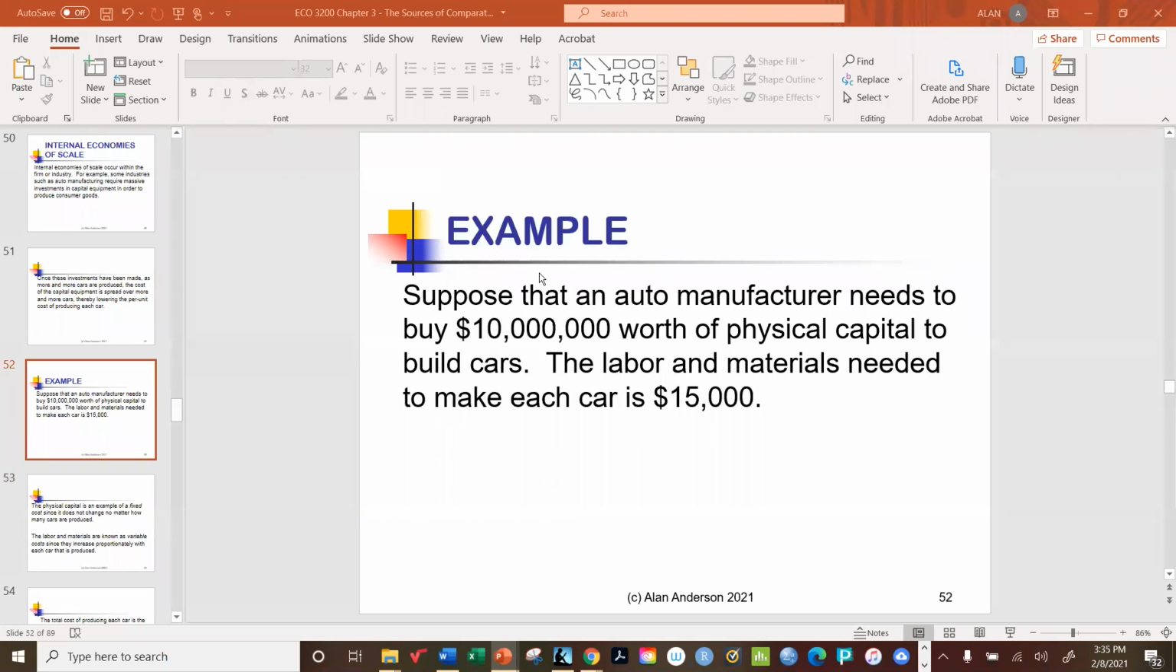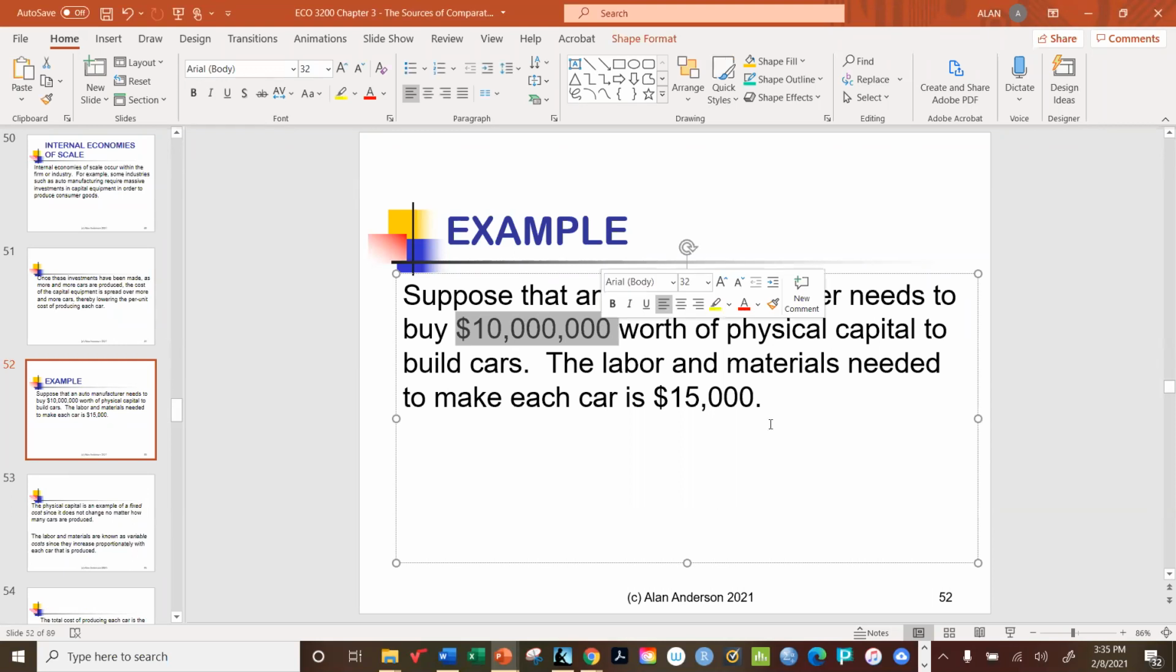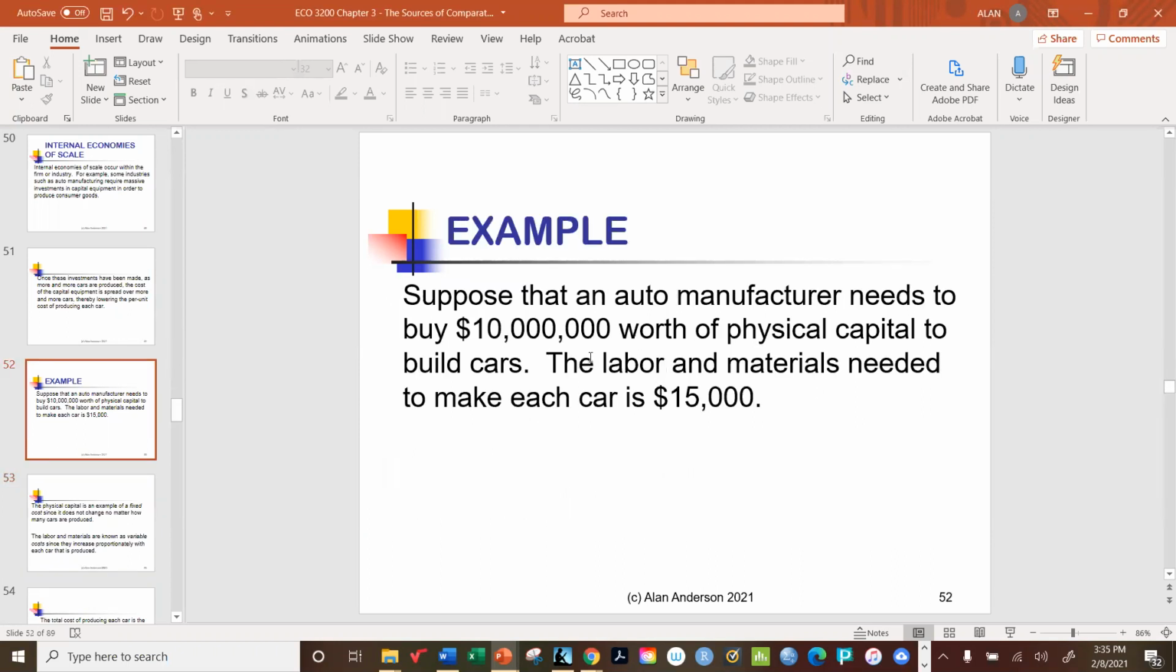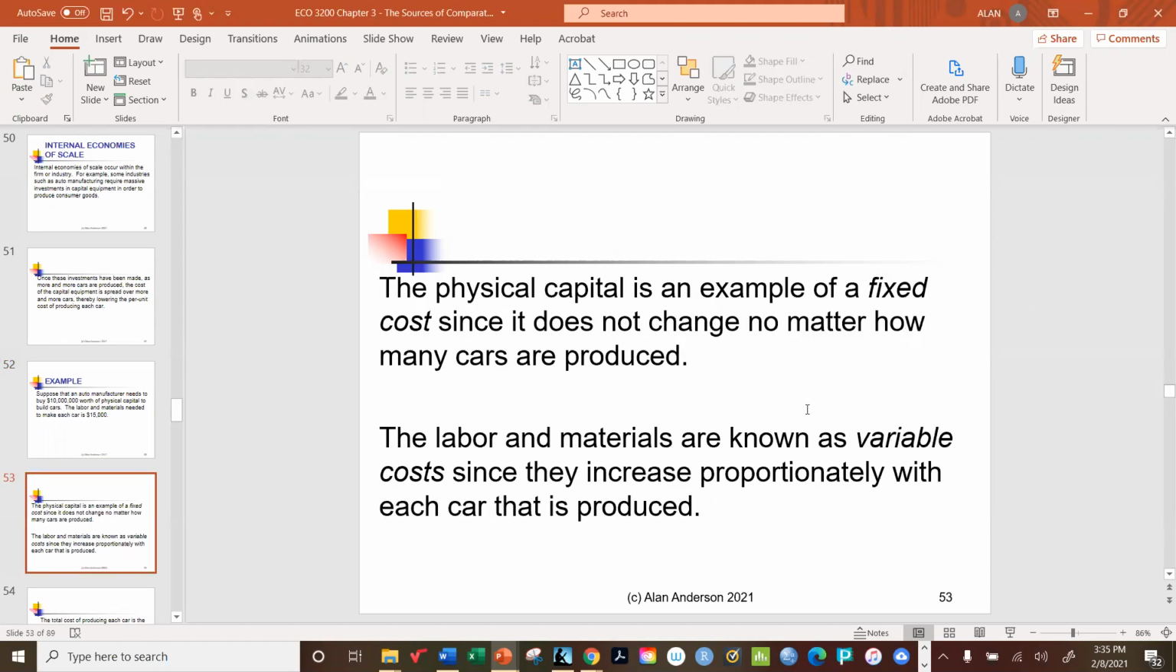So in economics, this investment is referred to as fixed costs. It doesn't change whether we sell one car or a million cars. These costs are referred to as variable costs because they increase every time we sell a new car. So this is an extremely important distinction. The fixed costs are a one-time only investment, and that only has to be paid once. It never changes, no matter how many cars we sell. Whereas the labor and material, we call them variable costs because they increase with each car that we sell.